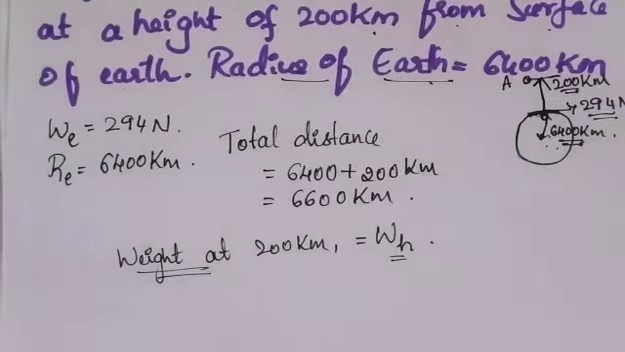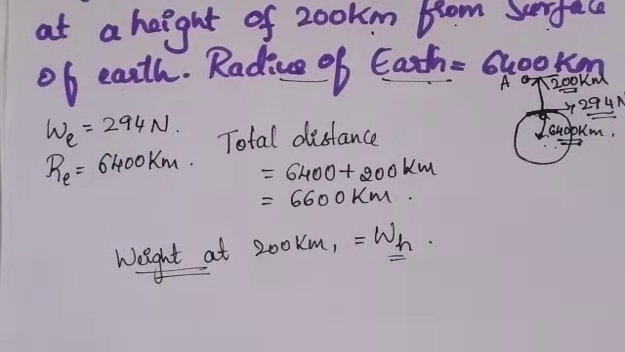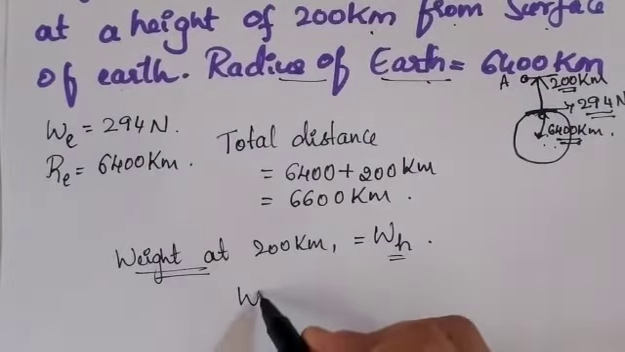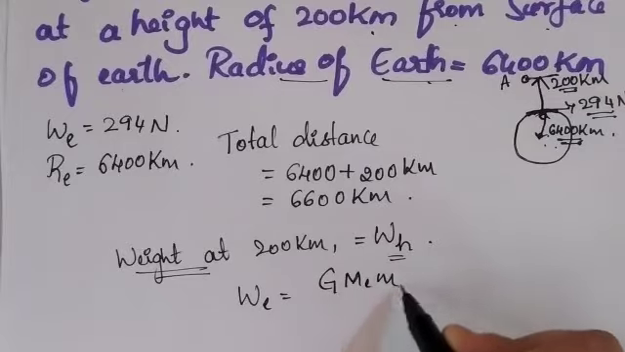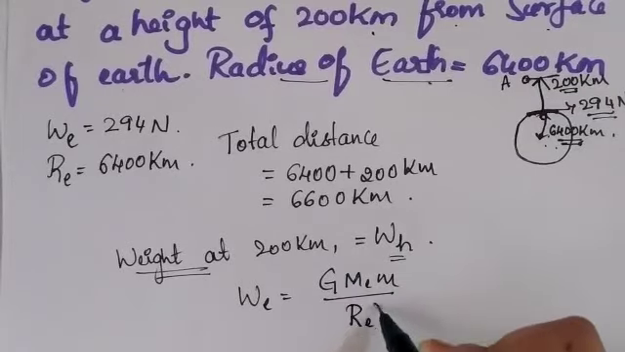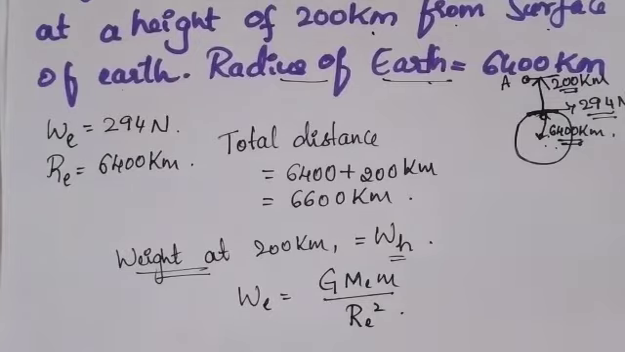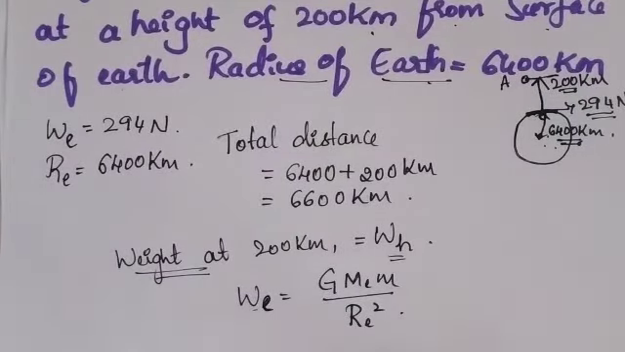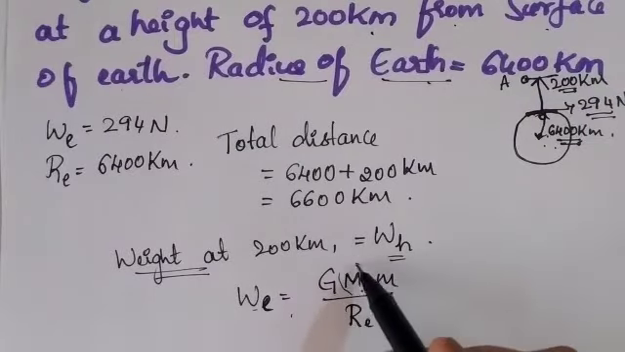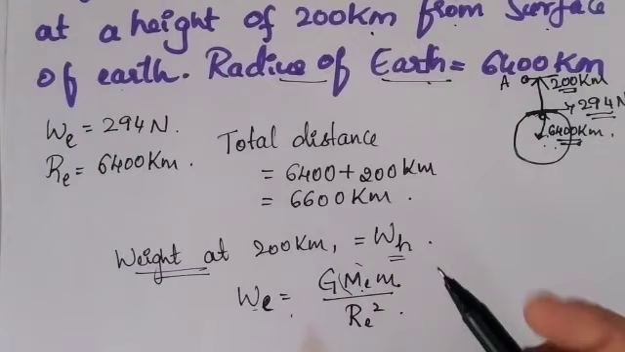Here weight is nothing but force. So what is the formula for the force here? WE is equal to G ME M divided by RE square. Why am I using this? WE is the weight of an object on the Earth, equal to G ME, where ME is the mass of the Earth, into the mass of the object, divided by the radius of the Earth squared.